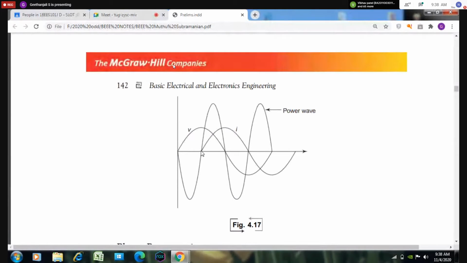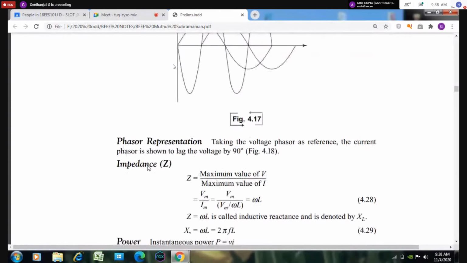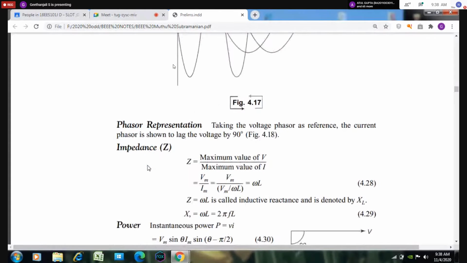When the angle is 90 degrees, voltage reaches the maximum, but the current starts, so it is minimum. So the difference between voltage and current is pi by 2. It is lagging, in the sense that the voltage starts before and progresses, and only after 90 degrees does I start. So the current is lagging by an angle of pi by 2 with respect to voltage. This is the waveform we get for the pure inductive circuit.